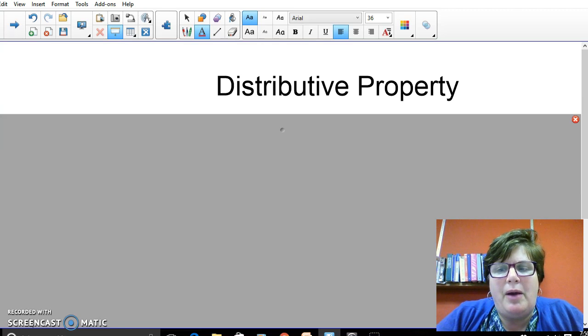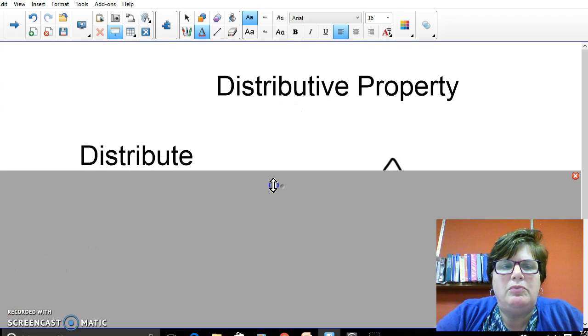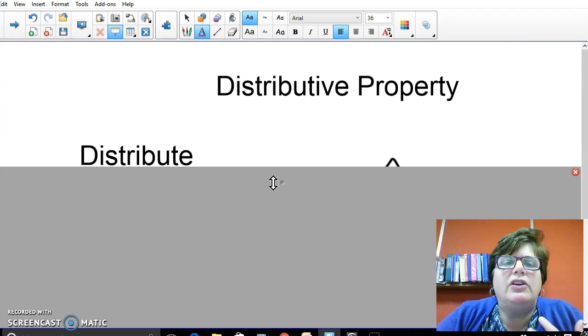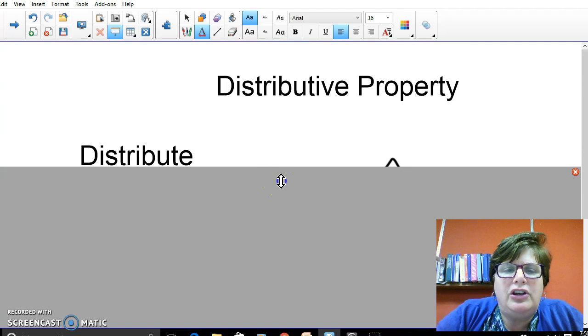So, distributive property, you see the word obviously in it of distribute. So what does it mean to distribute? It means to give things out, right? You're going to give something to people. Well, math is fair, and so when we use the distributive property, we have to make sure that everybody gets the same thing.